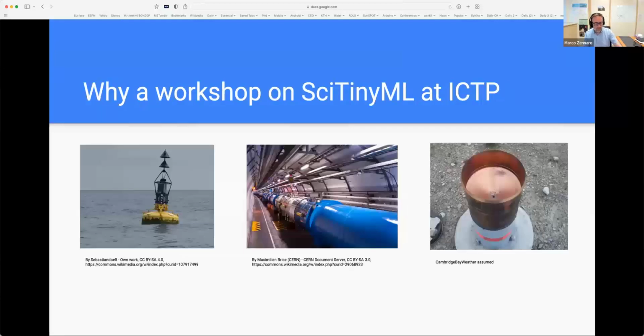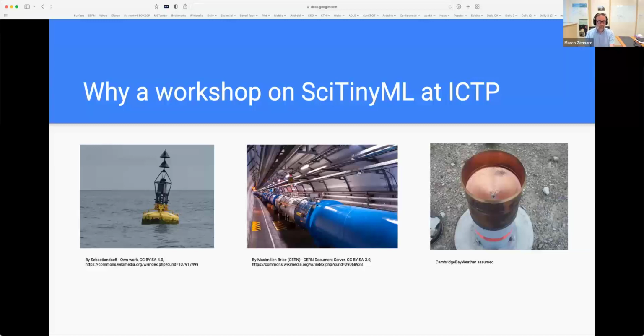So you might ask yourself, why do we have a workshop on TinyML in an institution like ICTP, which is a scientific institution working in physics and mathematics? I picked 3 examples where I think this technology can really play a big role.